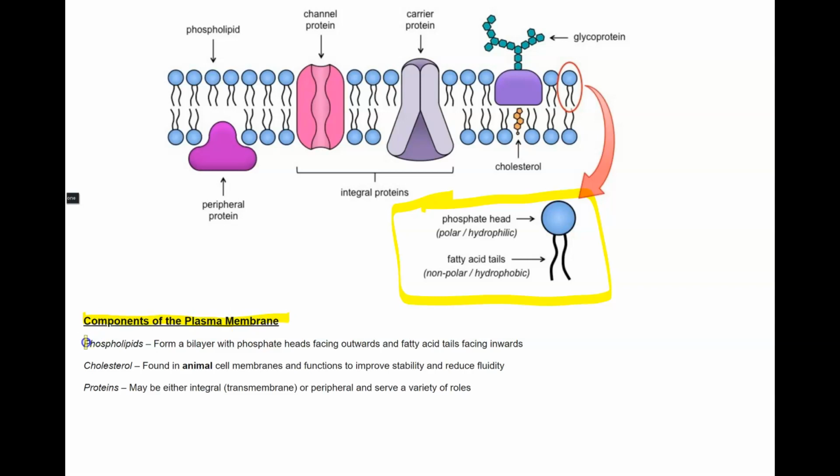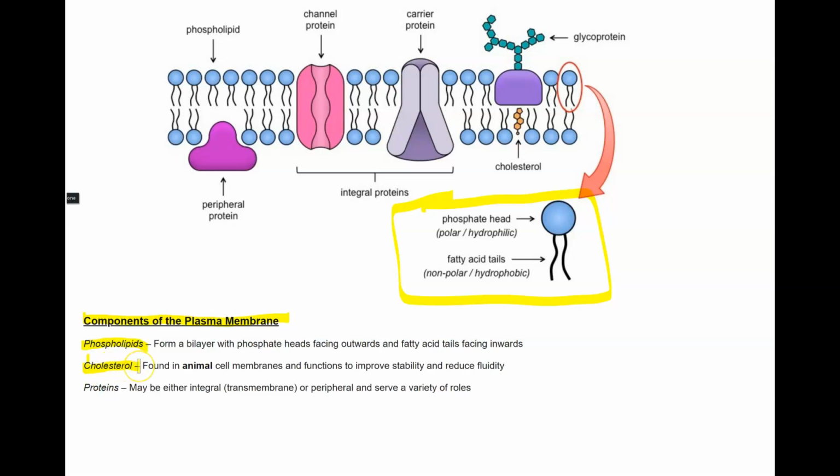The first component is a phospholipid. Phospholipids form a bilayer with phosphate heads, and then the fatty acid tails are turned inward. Again, they're turned inward because they're hydrophobic. They're afraid of the water that is going to be surrounding the cell. Remember, most living organisms, well, I guess all living organisms, are primarily composed of water. That's why we spent so much time learning about the properties of water.